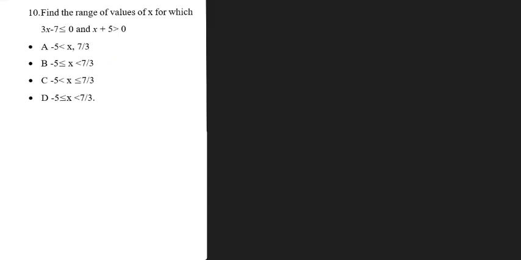Alright, number 10 says find the range of values of x for which 3x minus 7 is less than or equal to 0 and x plus 5 is greater than 0. So we have 3x minus 7 is less than or equal to 0, and here we have x plus 5 is greater than 0. So now we're going to solve them as equations. In solving this as an equation, we know that this negative 7 will move to this side and it will turn to positive 7. So here we'll have 3x is less than or equal to 0 plus 7.